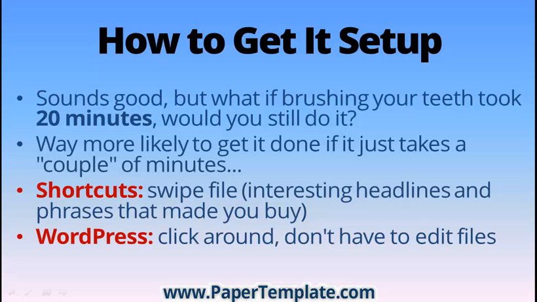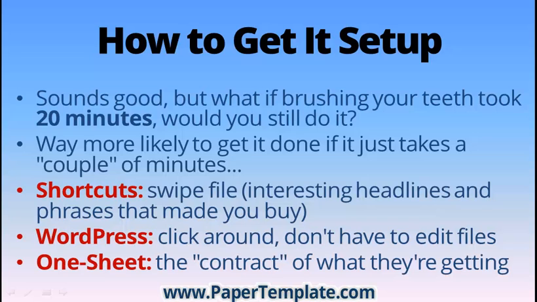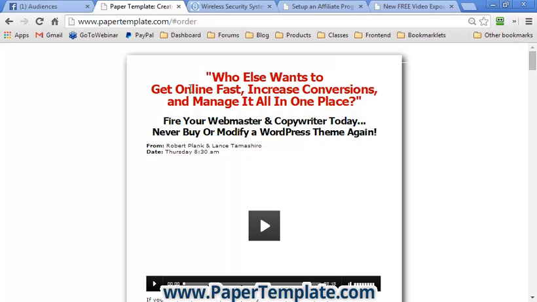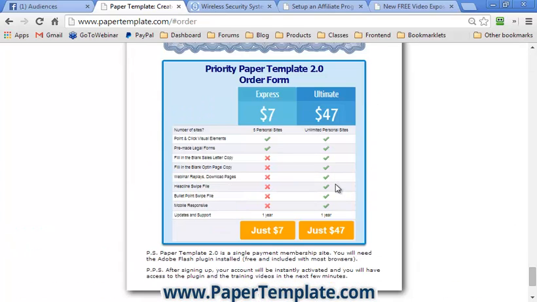The other cool thing is you should use WordPress because you just click around, you don't have to edit files, but there's that danger of going down the rabbit hole and researching all this stuff like themes. And there's some really common sense stuff that I just overlooked early on, and one is this thing called the one sheet. Here's the site papertemplate.com, and you go to the bottom and there's this table of exactly what you get. And all the successful websites have that.